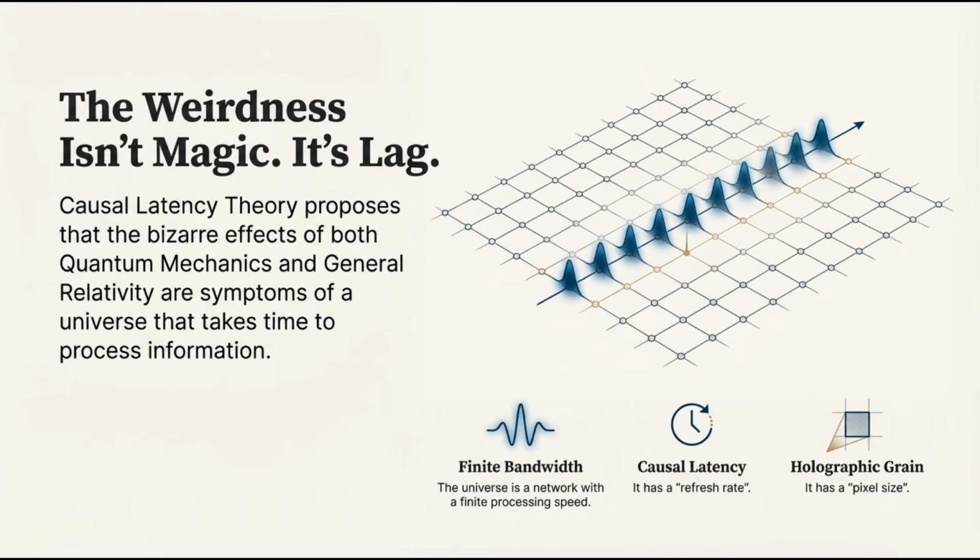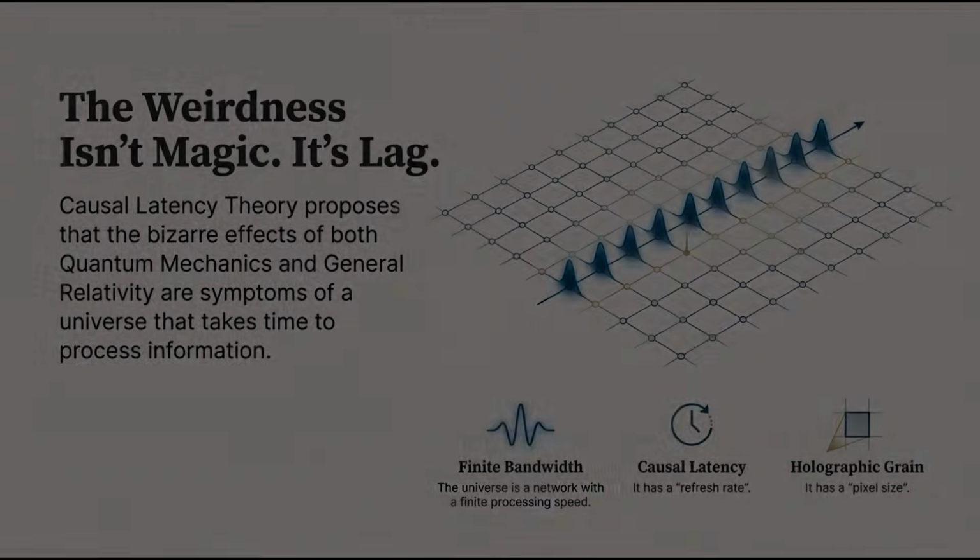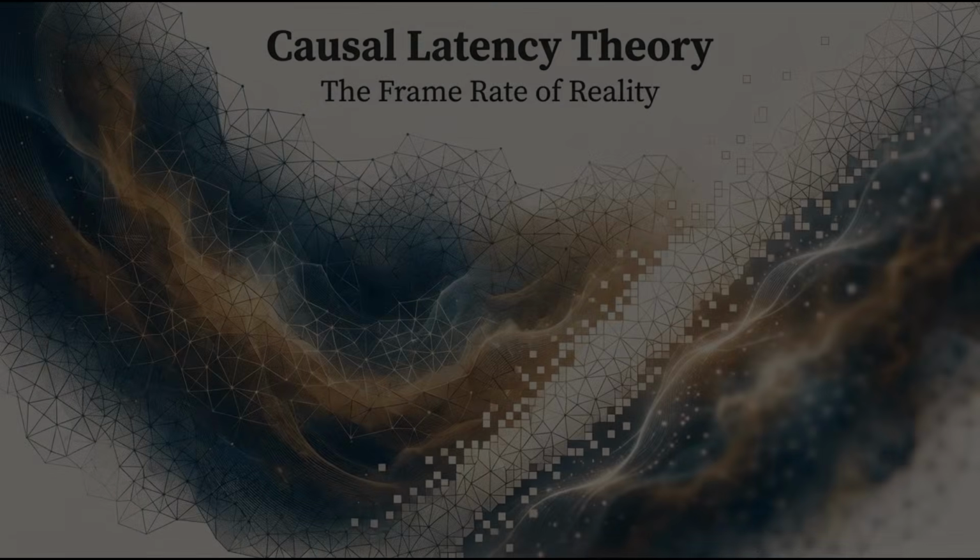That completely changes the game. It's not philosophy anymore, it's computer science. And if quantum mechanics is about the limits of the network, general relativity is about what happens when that network slows down. Okay, let's talk about GPS.